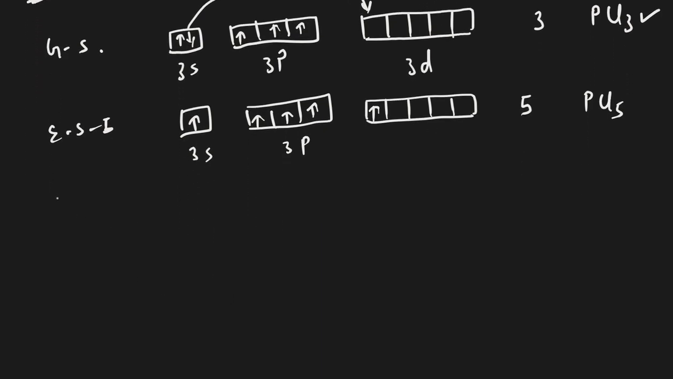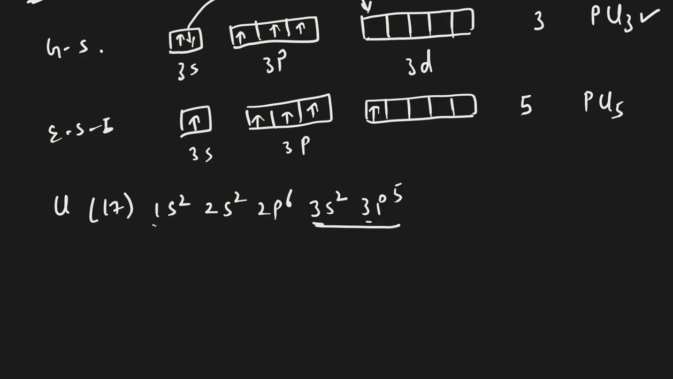Let's say we talk about chlorine. Chlorine has a total of 17 electrons. So let me write down the complete configuration: 1s2 2s2 2p6 3s2 3p5, and of course 3d is empty. So in this case the highest principal quantum number is 3. These are my valence electrons and these are my inner shell electrons. We will not talk about the inner shell, we will focus on the outermost shell electrons.